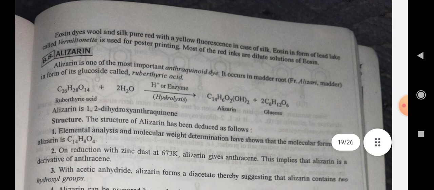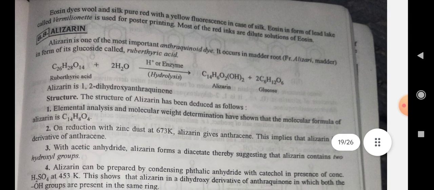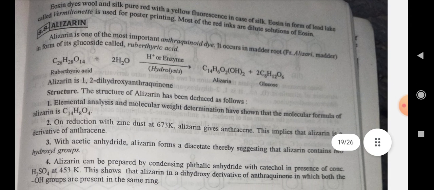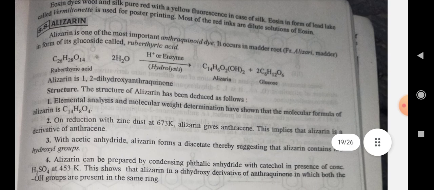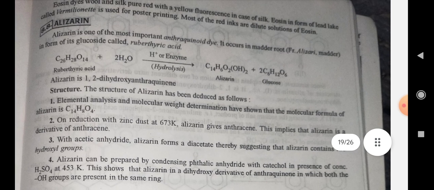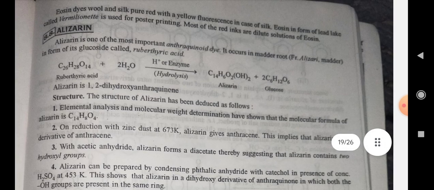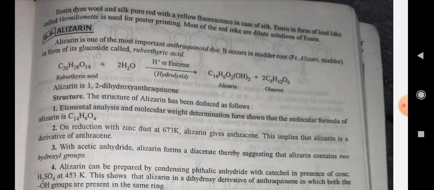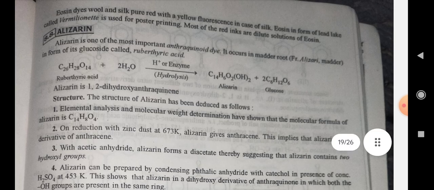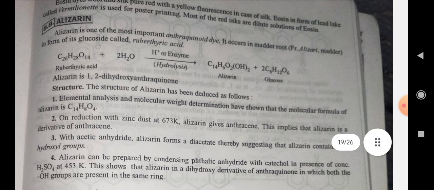Eosine dyes wool and silk pure red with a yellow fluorescence. In the case of silk, eosine in the form of lead lake called vermilion is used for poster printing. Most of the red inks are dilute solutions of eosines.